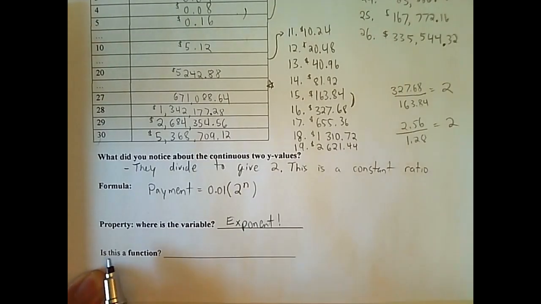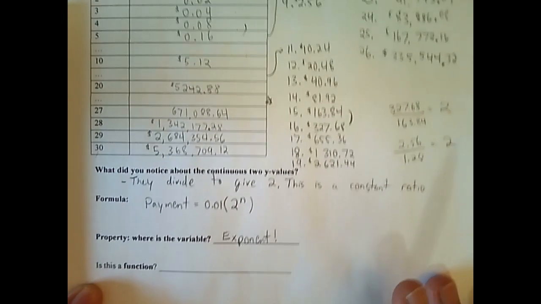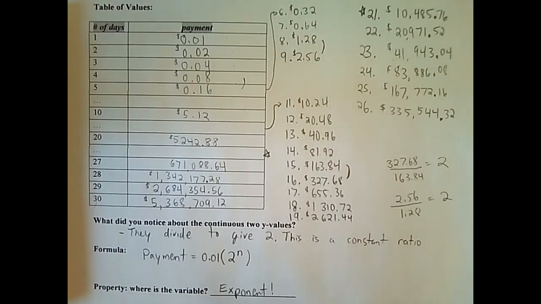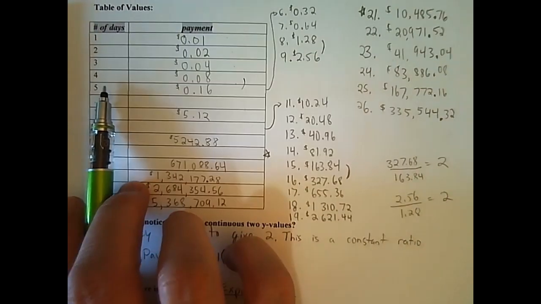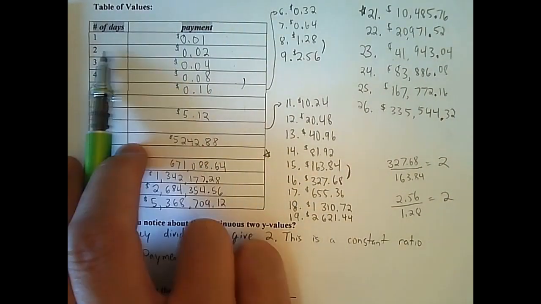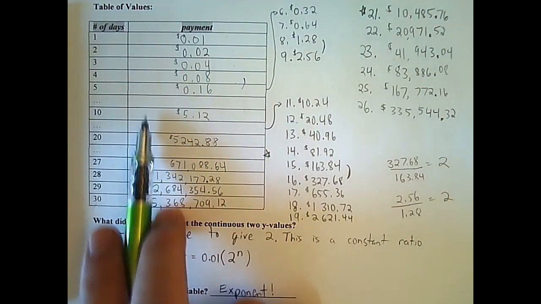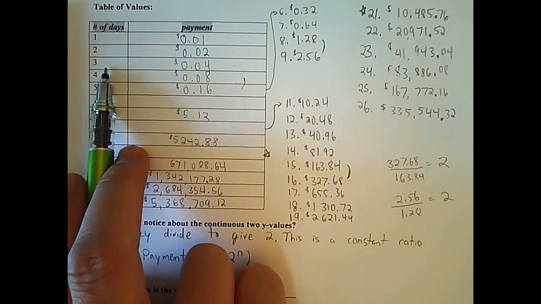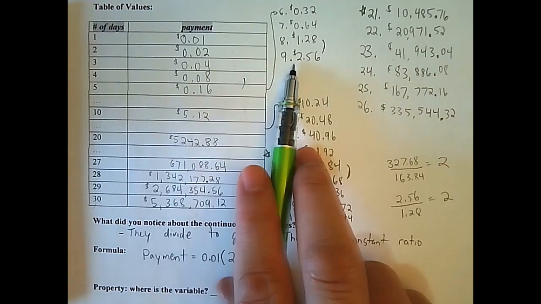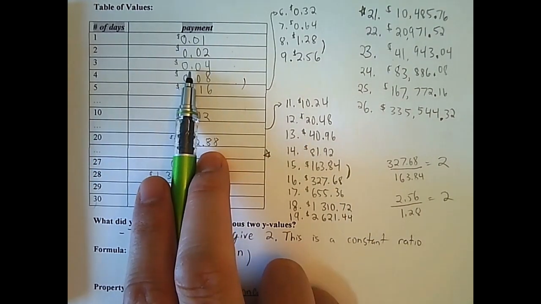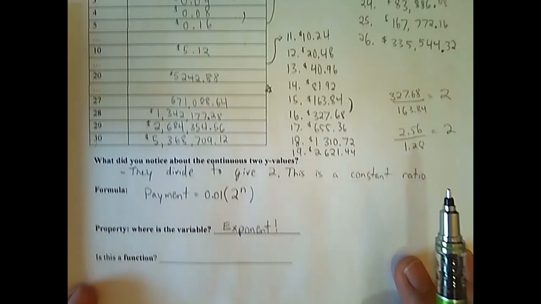And is this a function? So remember our definition. We could use the vertical line test, but we haven't really graphed this yet. But our other definition of a function is for every x value, there's only one y value. So I'd say in all of these cases, I don't think we're ever going to have an x value where there's a repeating y value. Meaning on day 3, it's not going to be 2 different prices. So for every x value, there is one y value. So I'd say that yes, this is a function.